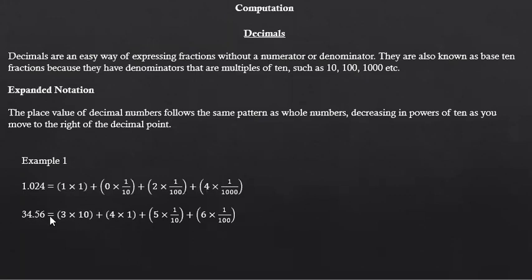34.56 is the same as saying 3 multiplied by 10 plus 4 multiplied by 1. So this is in the tens place value, and this is in the ones place value. So that's why it's 3 multiplied by 10 and 4 multiplied by 1. And then you have this in the 1 over 10 place value. So it's going to be 5 multiplied by 1 over 10 plus 6 multiplied by 1 over 100. Anybody have any questions?